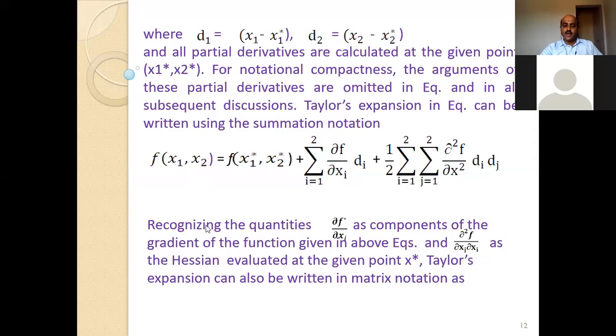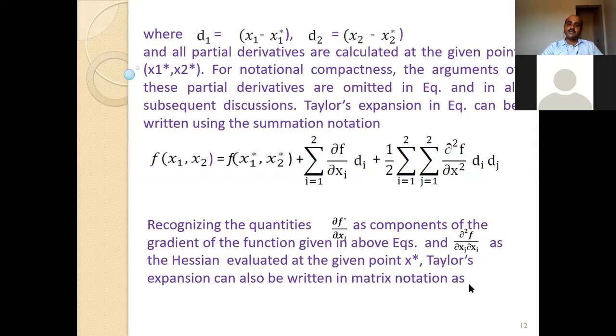Here, recognizing the quantity partial of f at x star with respect to xi as the components of the gradient of the function given in the above equation, that is what we call a gradient vector. And the second partial derivative of f with respect to x squared as a Hessian evaluated at the given point x star. Taylor's expansion can also be written in the matrix notation.